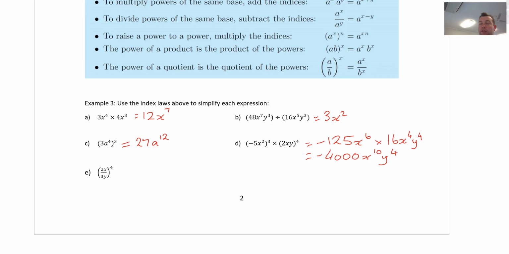I apologise that this writing is not terribly neat. Hopefully it'll get neater throughout the year as I get a bit more practice using this stylus on the slippery screen. Anyway, negative 4,000 x to the power of 10, y to the power of 4.